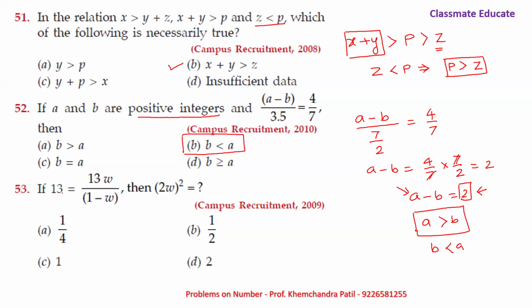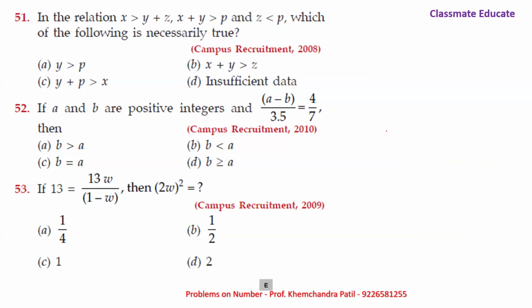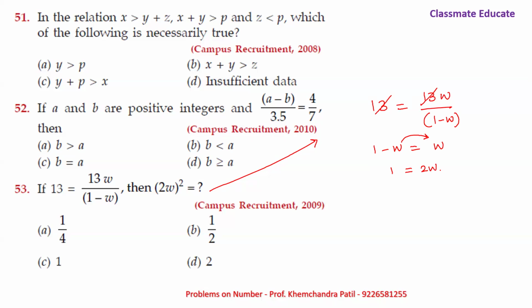Now let us go to this question number 53. Solve 53. 13 is equal to 13w, this question I am taking here, divided by 1 minus w. So can I cancel out this 13 from both sides? Yes, I can. Now 1 minus w will multiply here, 1 minus w is equal to w. Now this will go here, so 1 is equal to 2 times w. That's it. What are you supposed to find? 2 times w square, that is 1 square, and 1 square is 1. That is your answer, option C. I hope you people are getting this. What lovely questions. These questions are very good.